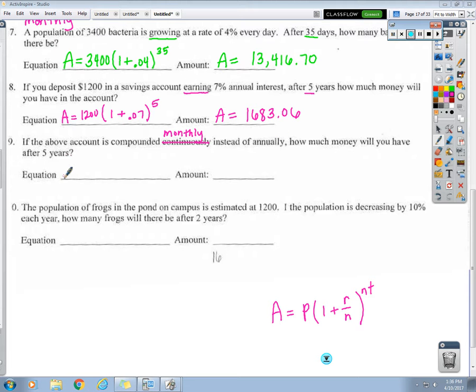So for this one, everything's going to start out the same. You're still starting with $1,200. You're still adding money to your account because it's earning interest, but it's compounded monthly. So this rate of 0.07 will be divided by 12 because it's going to happen 12 times. And then the exponent is not just going to happen for 5 years, it's going to happen 12 times every one of those 5 years. So technically 60 times, right? It's going to be compounded. And so how much money will be in that account?